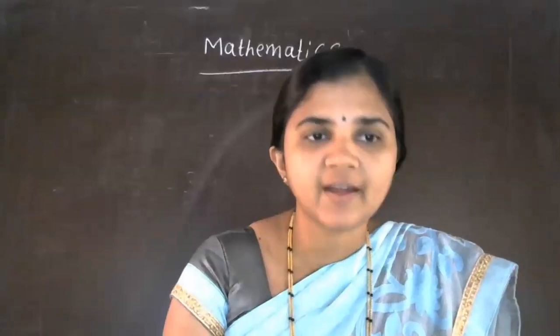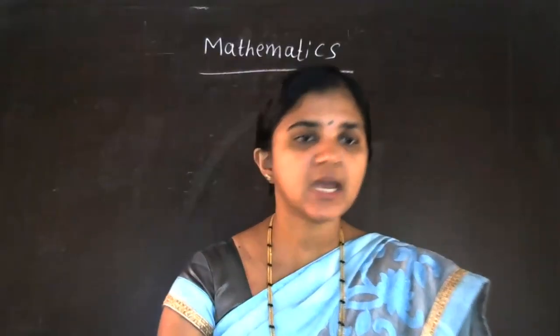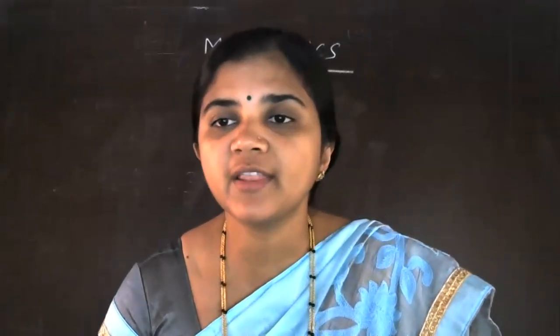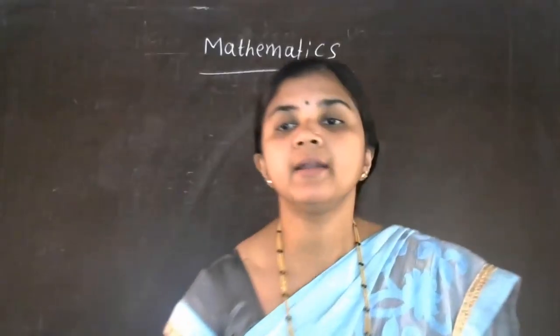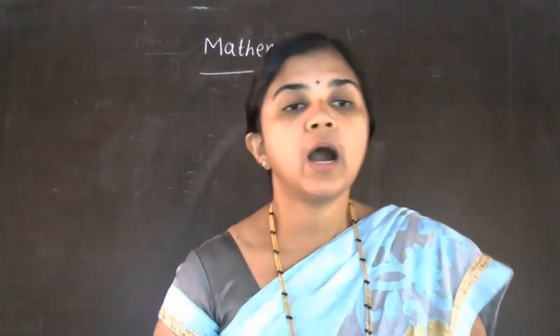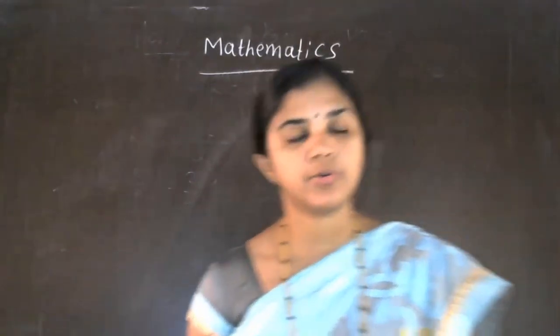Good morning, students. We are discussing the triangles chapter. In yesterday's class, we discussed similar figures and congruent figures, and we got the definition of similar figures. We already know that congruent figures, congruent triangles, in the sense two figures having the same shape and same size are called congruent figures.